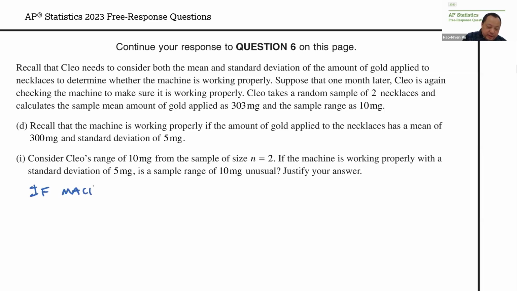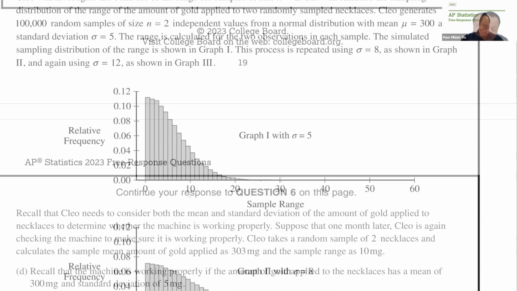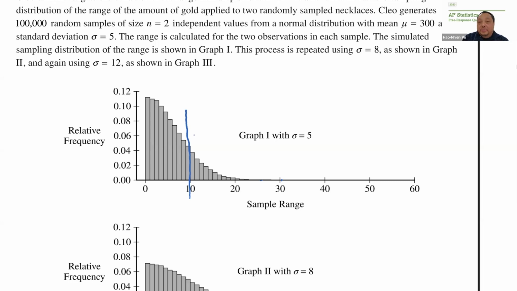If the machine is working properly, then sigma equals 5. So let's go look at the sigma equals 5 graph. Here's 10. It's unusual if it's rare for us to find a sample that extreme. Therefore, we need to look at this area. It doesn't look like 0.05, right? 0.05 is 1/20. That doesn't look like 1/20th of the graph.